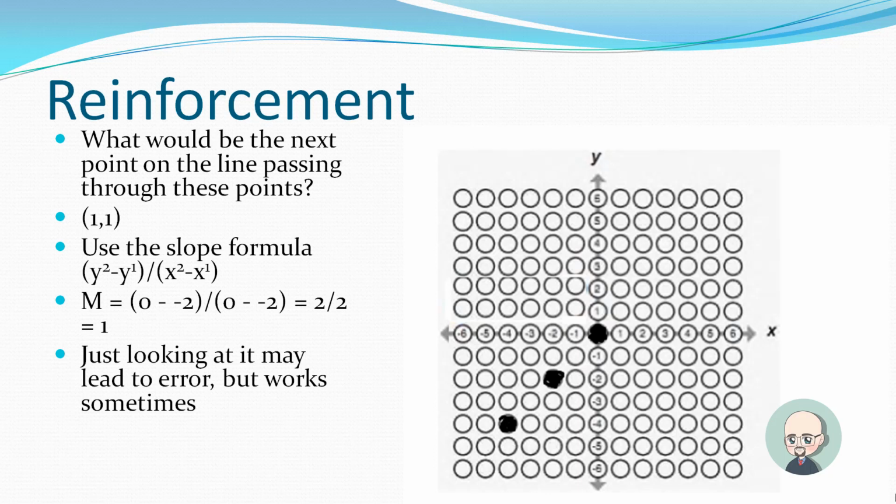See, that's the trick. Just looking at the graph may lead to error, even though it works sometimes. So a lot of times it really pays to use the slope formula in something like this when you get a question like, what's the next point on the line passing through these points? Okay? This is tricky. If you don't get it, pause it and go back.